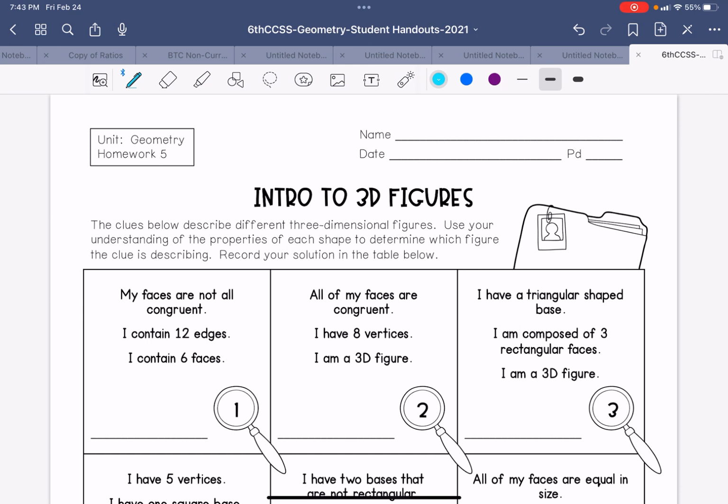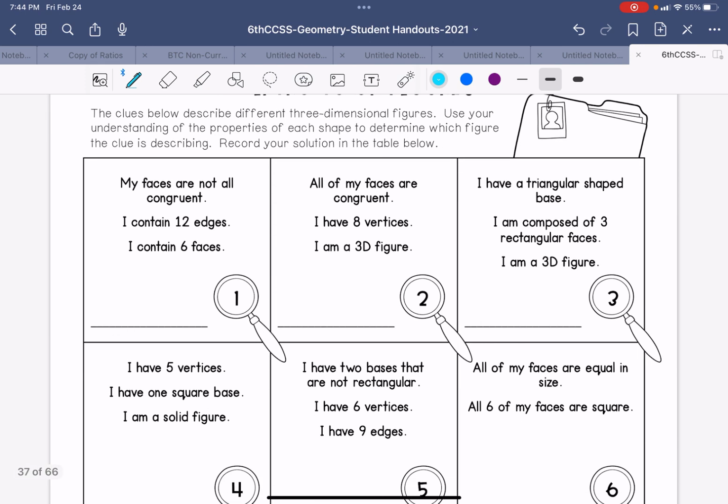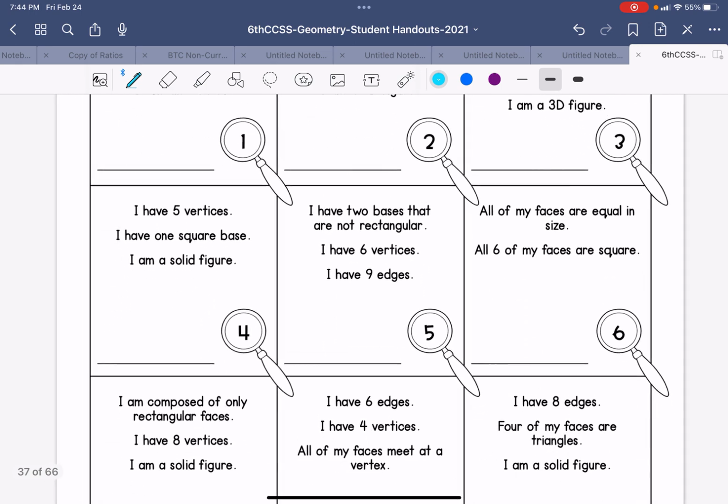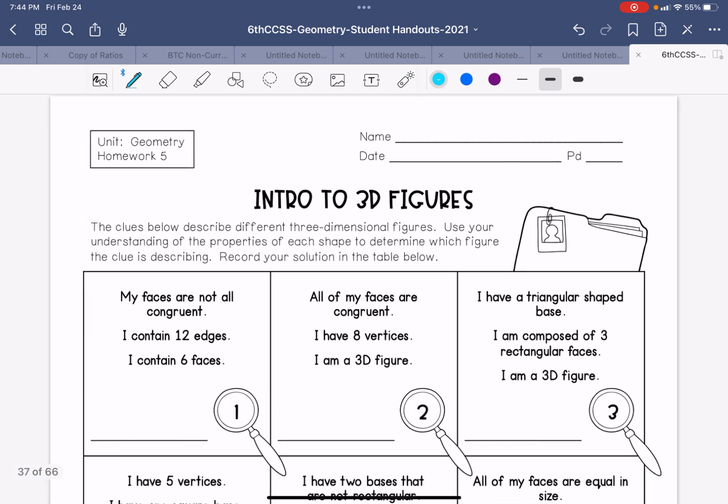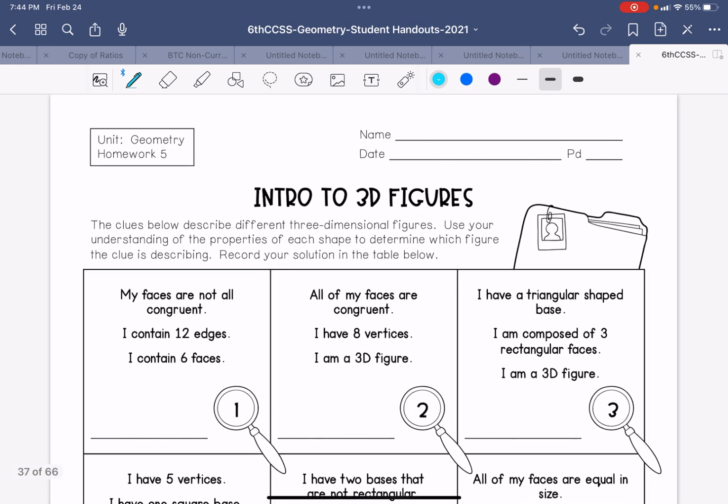All right, I want you to take some time to investigate the different shapes we have in the classroom. You may also use your computer if you need to look up some of these. So pause now and complete the geometry homework number 5. Good luck.